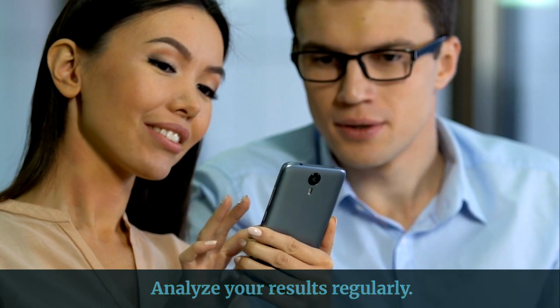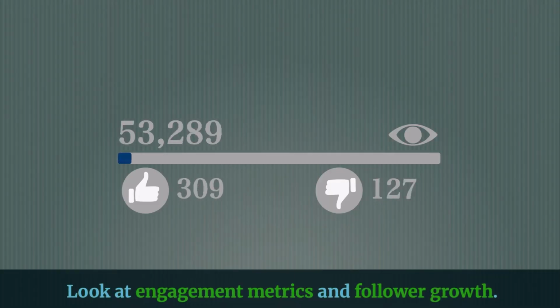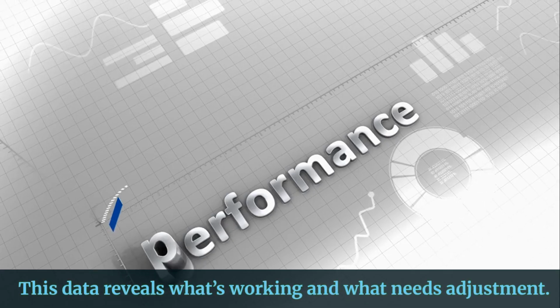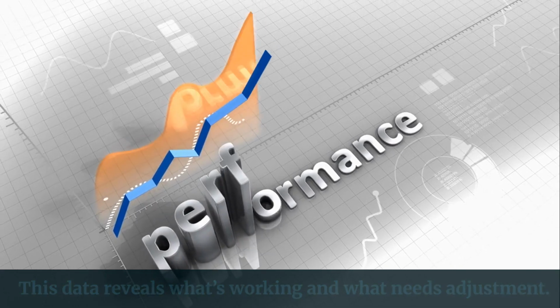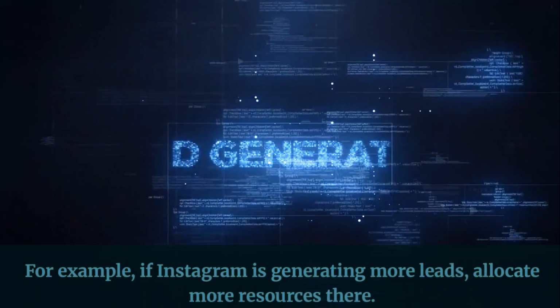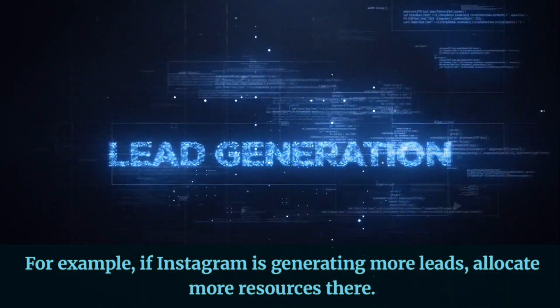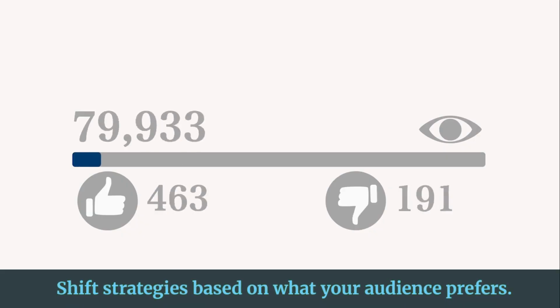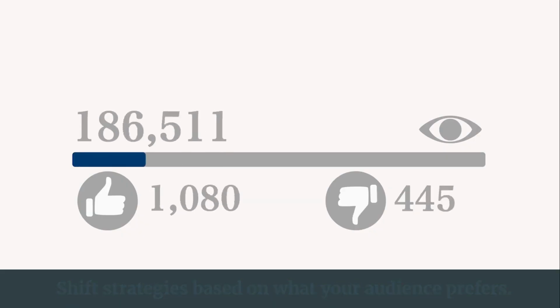Analyze your results regularly. Look at engagement metrics and follower growth. This data reveals what's working and what needs adjustment. For example, if Instagram is generating more leads, allocate more resources there. Shift strategies based on what your audience prefers.